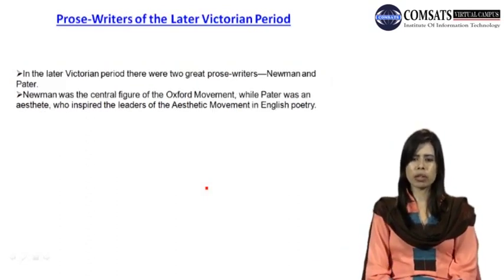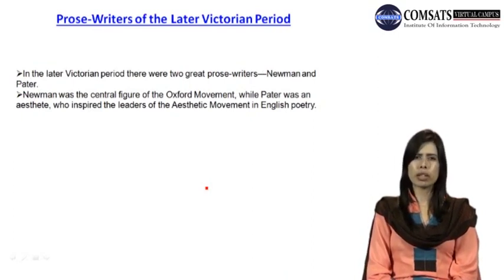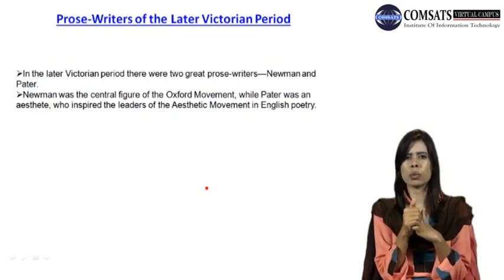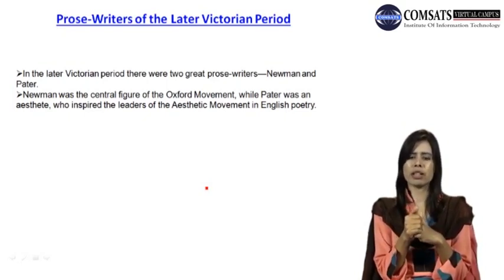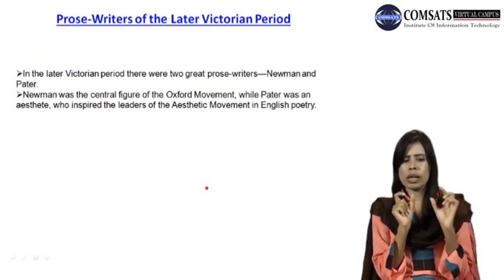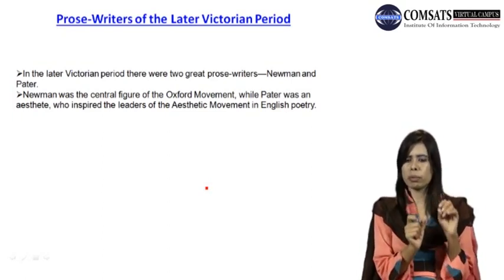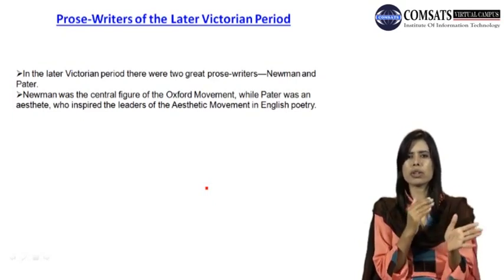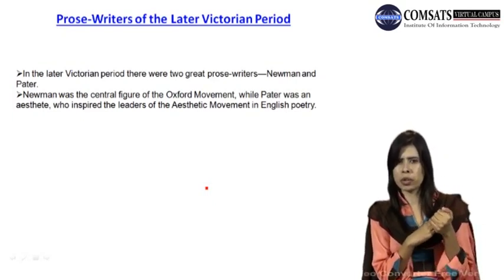Prose writers of the later Victorian period. In the later Victorian period, there were two great prose writers, Newman and Pater. These are the dominating figures in prose writing in the Victorian period. Newman was the central figure of the Oxford movement. So here you can see that we have two movements. One is the Oxford movement and the other is the aesthetic movement in English poetry. Newman, the first one, was the central figure of the Oxford movement, and the later one, Pater, was an aesthete who inspired the leaders of the aesthetic movement in English poetry.